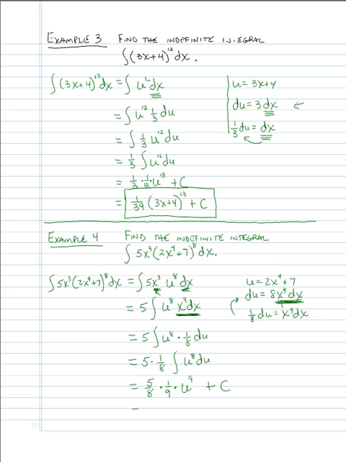And now it's a matter of resubstituting and multiplying out. Well, 5/8 times 1/9 is 5/72, isn't it? And of course, u to the 9th power is nothing more than 2x to the 4th plus 7 raised to the 9th power, plus our constant of integration. And we could check this, but I'm pretty sure that we're absolutely correct here.